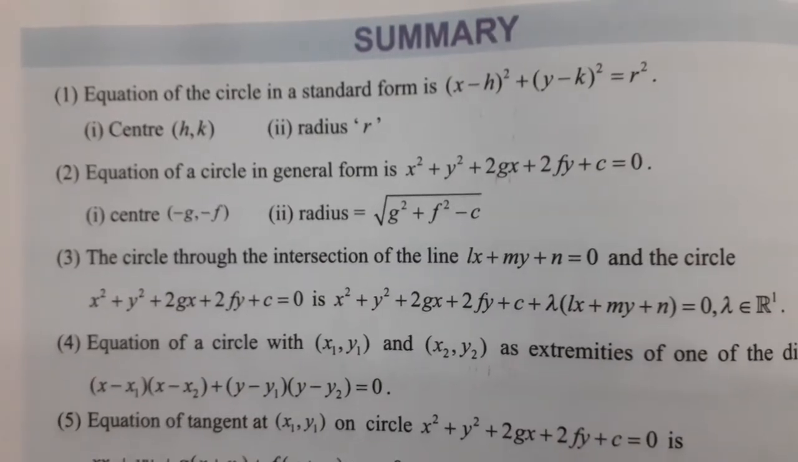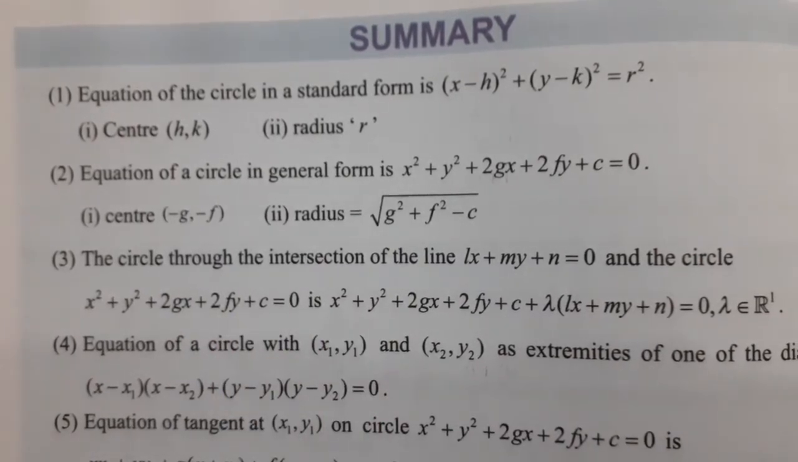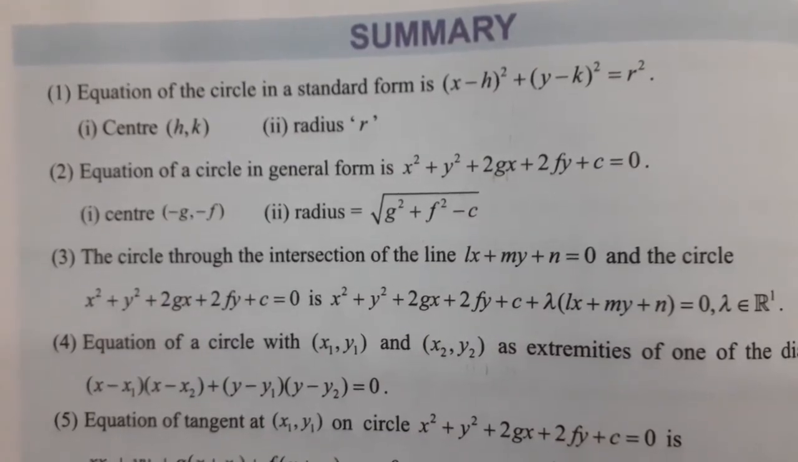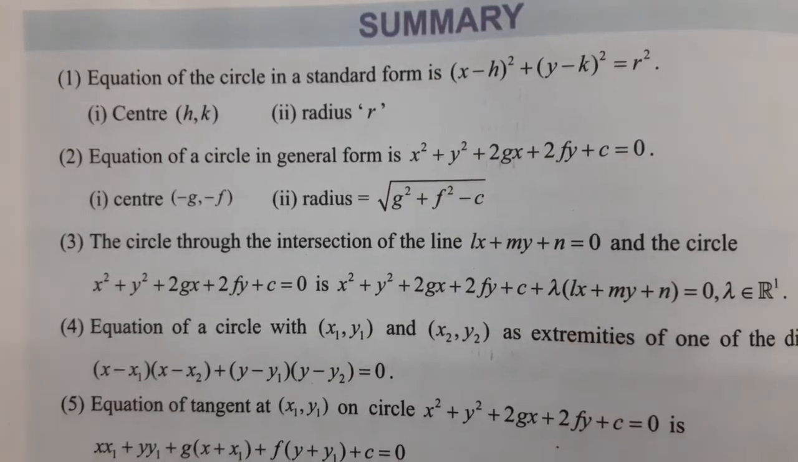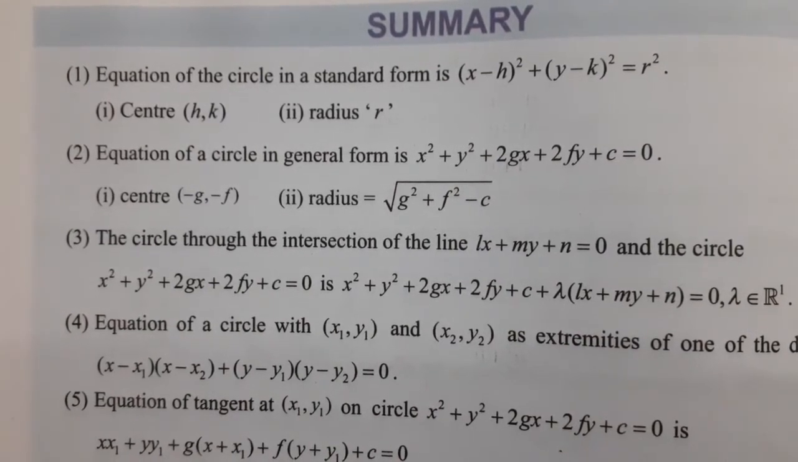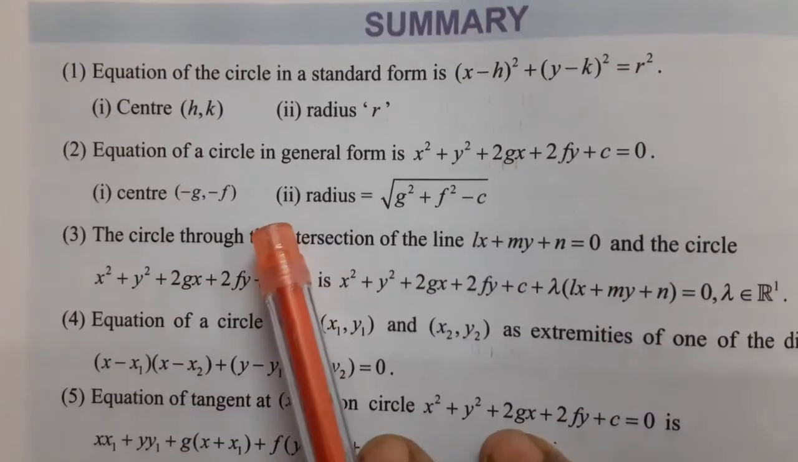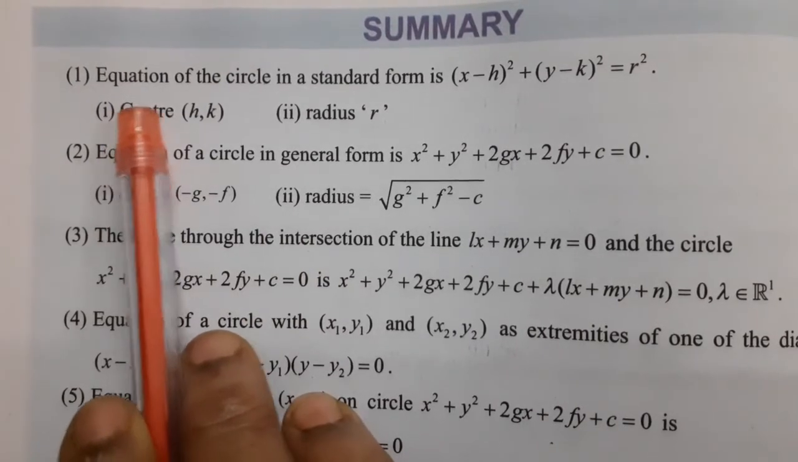See page number 218. Go through the summary. This is very important for you. It is given very simply. If you go through that one, you will be able to do the sums for 5.4, 5.1, everything easily.